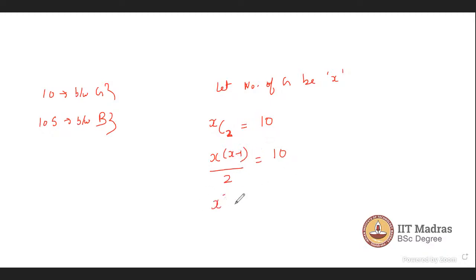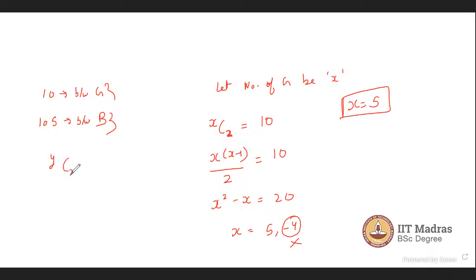So x square minus x is equal to 20. On solving, you will get x is equal to 5 and minus 4. So the number of girls can't be negative, right? The number of girls I got is 5. Is it clear till this? Yes, sir. And the boys will be 20, I guess.